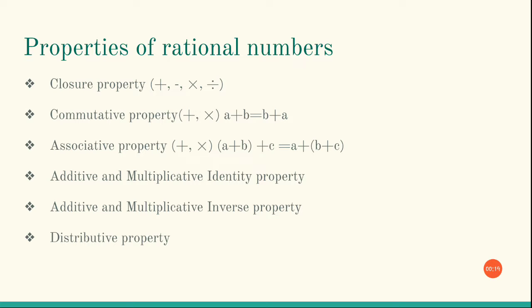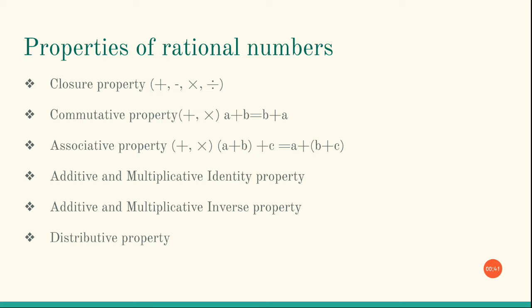When you're performing a basic operation between two rational numbers, the answer should be in the form of a rational number. Only then we can say it holds good for closure. Okay. Now, the second property is commutative. Commutative means how many terms will be involved? Two terms. So, how does this property work?